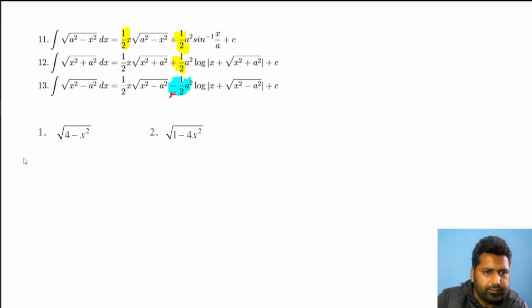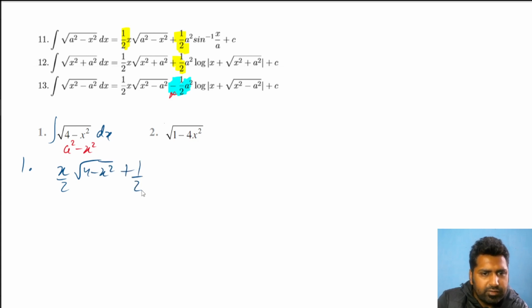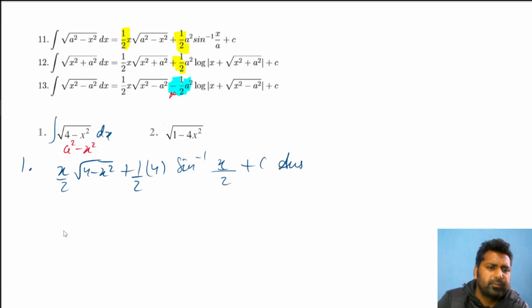The first one, you have to integrate this. Okay, so clearly this is a square minus x square, so a is 2. Now let's write the answer. First of all, x by 2 with the same numerator, square root of 4 minus x square, plus half of a square. A is 2, a square is 4. Then sine inverse, this is a square minus x square, so sine inverse x by a, x is x, a is 2, plus c, as simple as that.